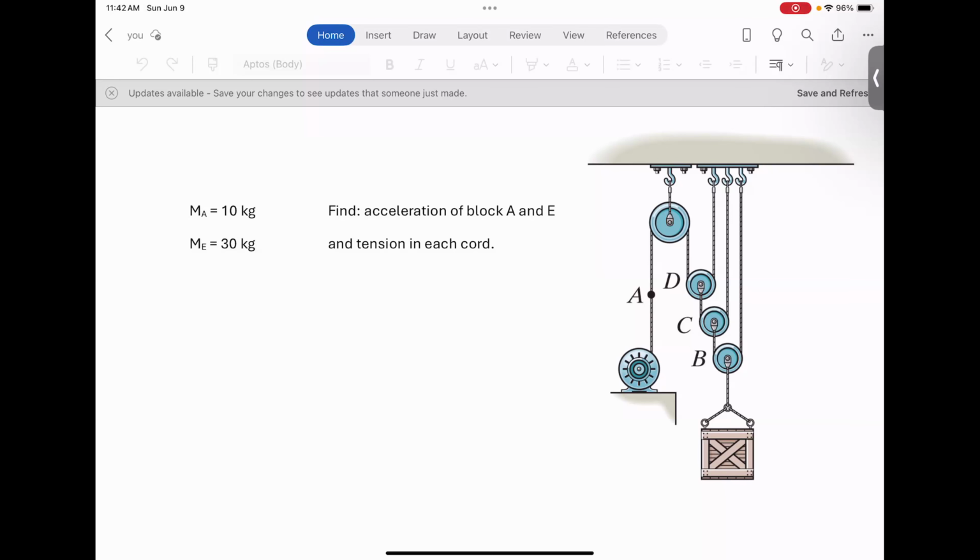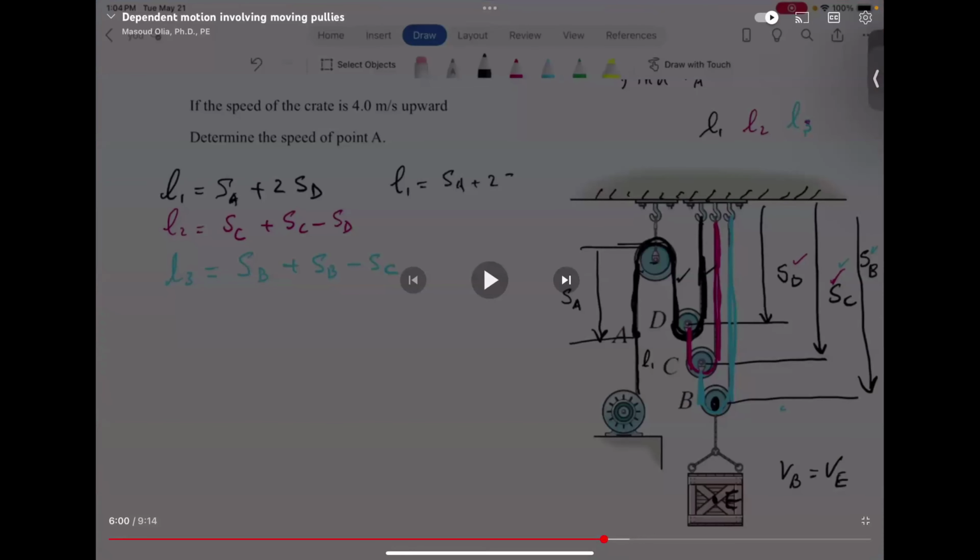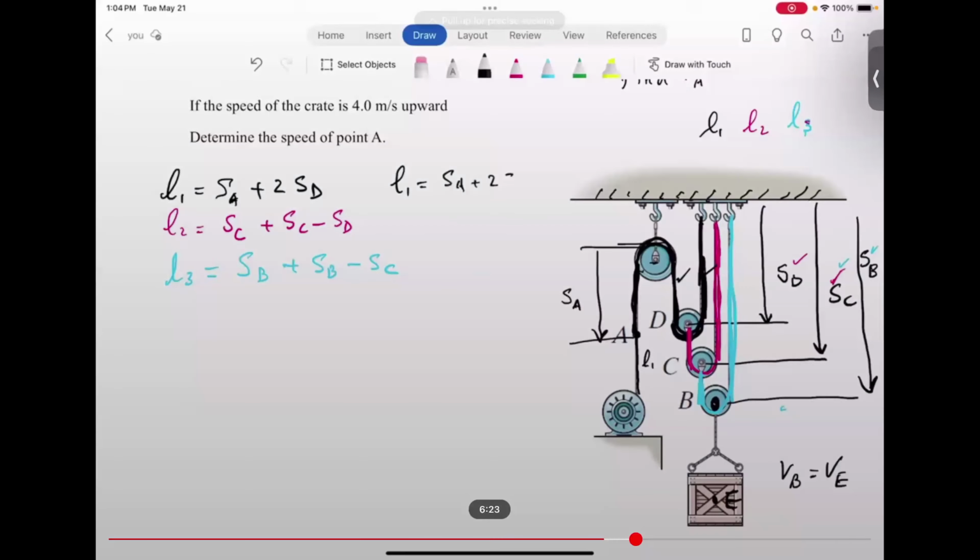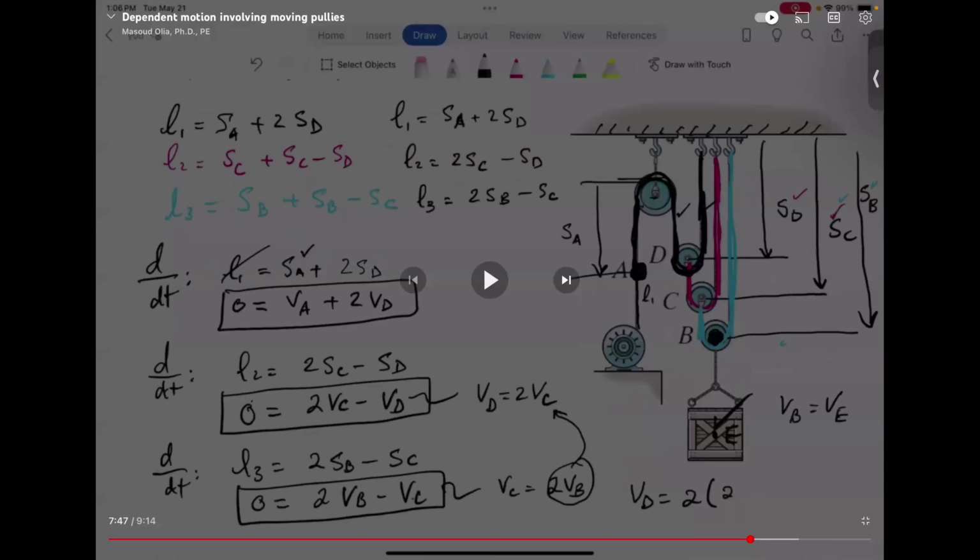Okay, so what I meant by the kinematics, and I'm going to put the link in when I upload this video. So if you look at the YouTube video for this, you guys remember that we did this problem. If we know that the speed of crate E is 4 meters per second upward, what would be the velocity of point A on this cable attached to the motor? So we went through the analysis, right?